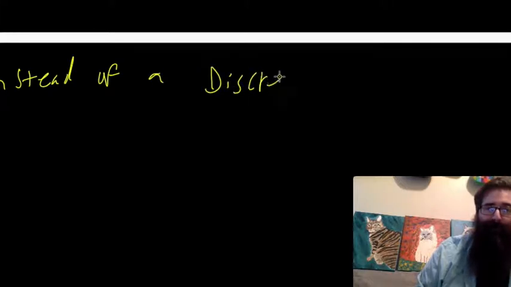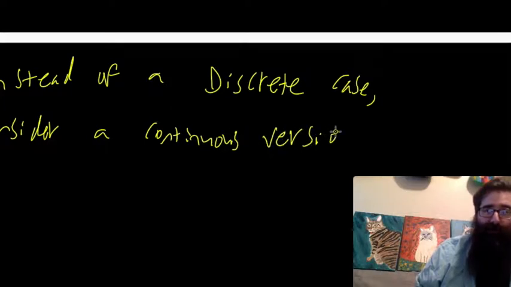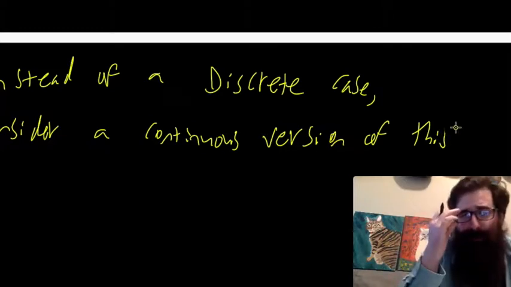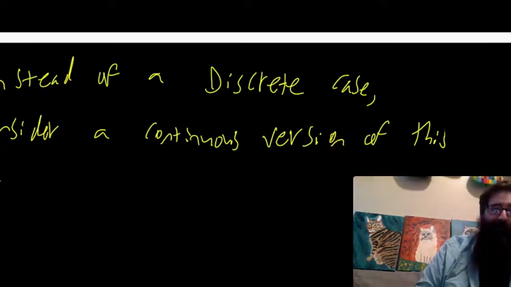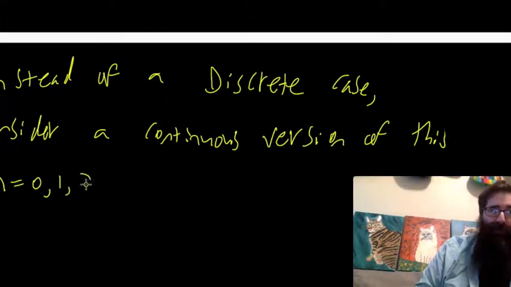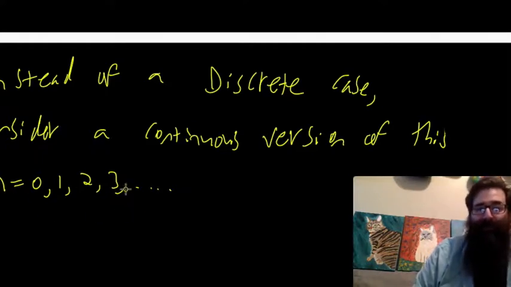And we would say, instead of a discrete case, consider a continuous version of this. And there are some changes that we would have to make. So here when we're talking about working with a series, we would say, okay, so now we're talking about these discrete values, n is 0, n is 1, n is 2, n is 3, so on and so forth. That's not continuous. So instead of working with these discrete values, I want to work with an interval.